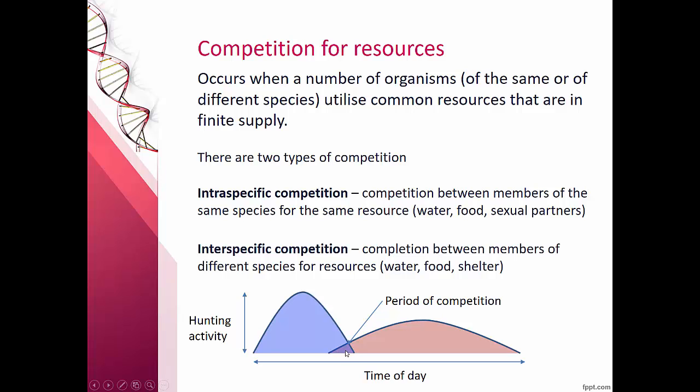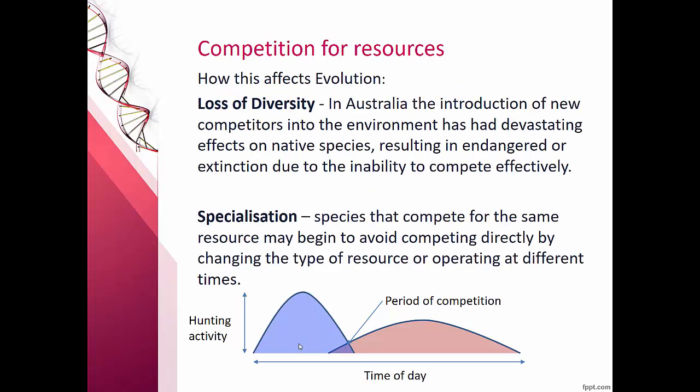So I wanted to put this chart up here. I made this chart just for this slide to show you that competition doesn't have to happen 24 hours a day. It may just be that there's an overlap of activity, and that's when they're competing. But that may have an impact on the survivability of a species. So that's a pretty important concept to have.